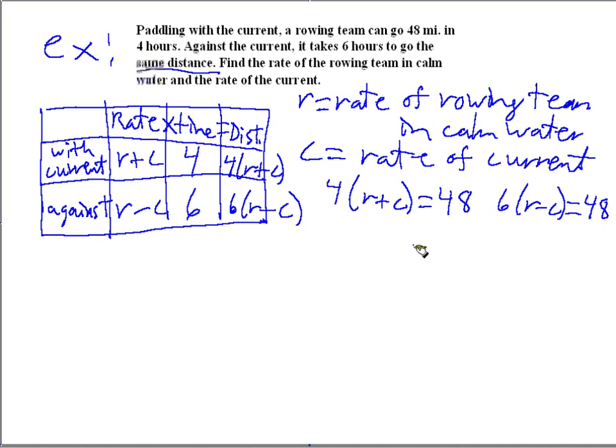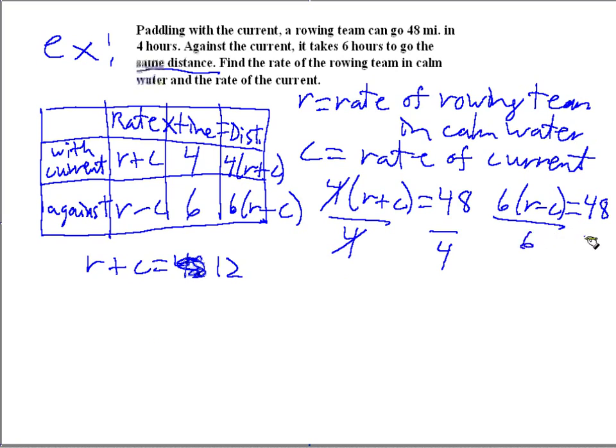48. And once again, like the previous example, 48 is divisible by 4, and 48 is also divisible by 6. So let's divide out. Divide both sides by 4 to simplify this equation. The 4's drop off. R plus C is equal to 48 divided by 4, which is 12. My apologies there.